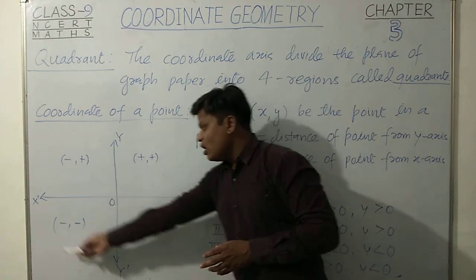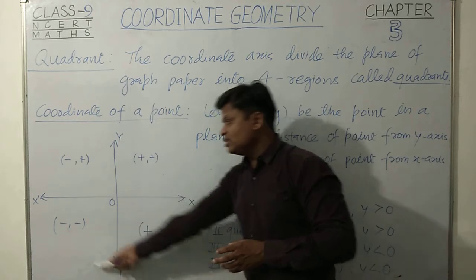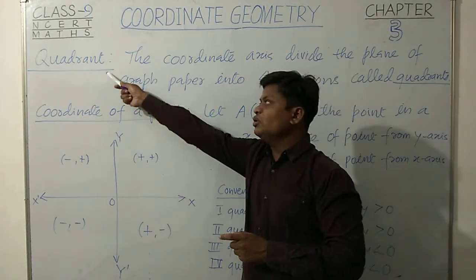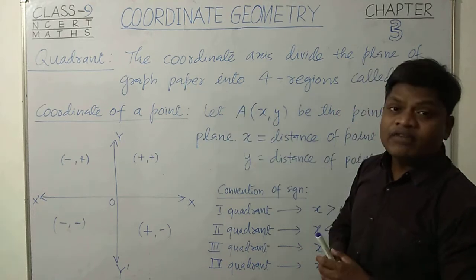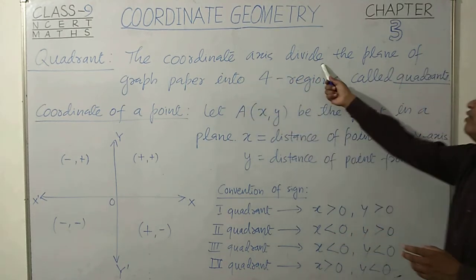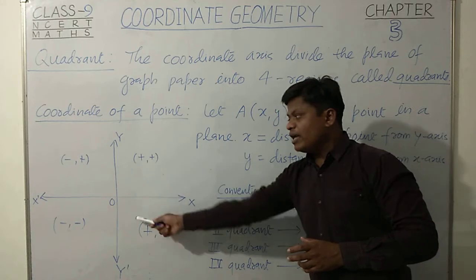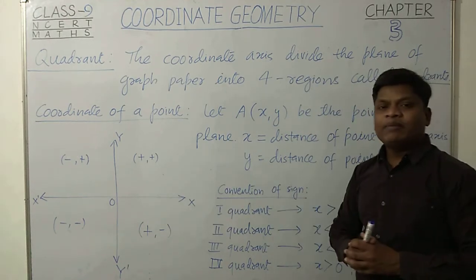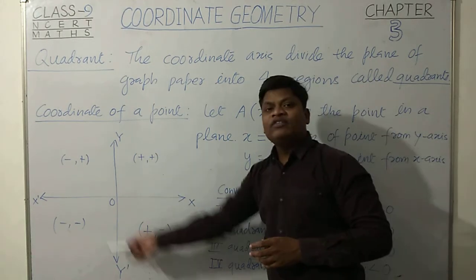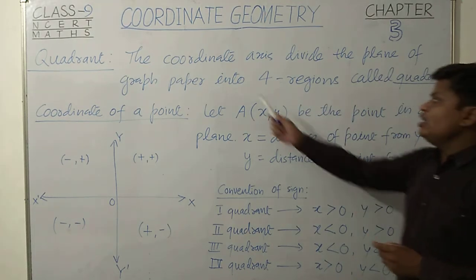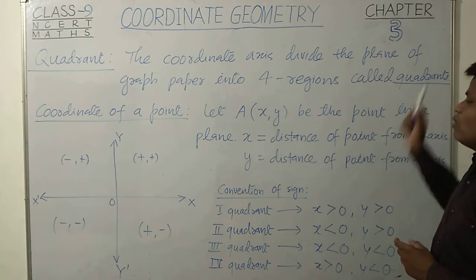As you can see in this figure, as I have drawn the x-axis and y-axis, the area of this plane, or the Cartesian system, is divided into four parts, and those parts are known as the quadrants, right? So how can we define that? The coordinate axis divide the plane of the graph paper. As soon as we draw the x-axis and y-axis on the graph paper, the area of that graph paper is divided into four parts, four regions called the quadrants, right?